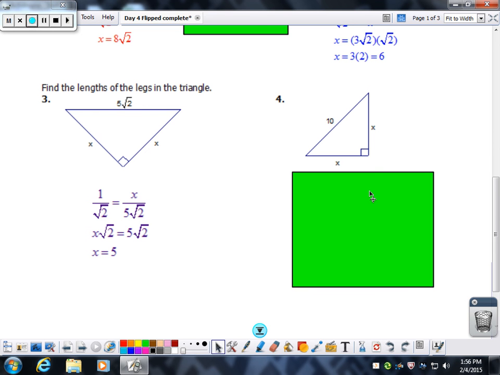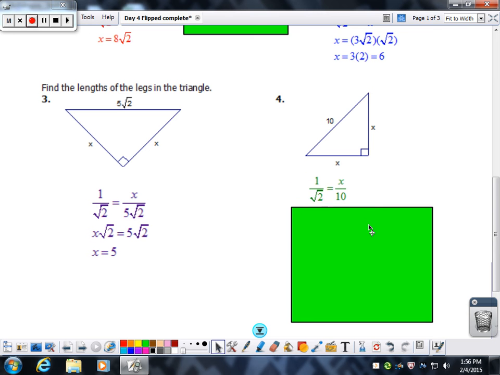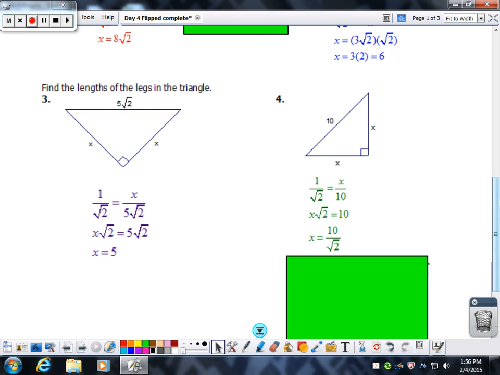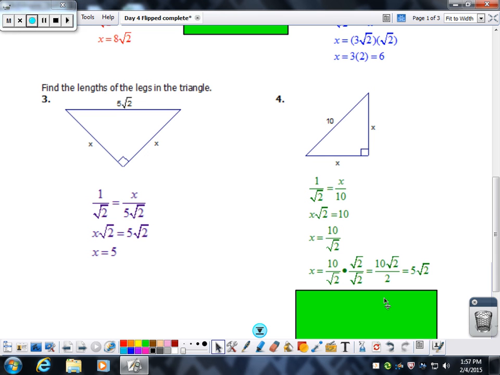In number 4, 10 is the hypotenuse and x is the leg. Setting up our proportion, 1 over the square root of 2 is equal to x over 10. So x square root 2 equals 10. We divide both sides by the square root of 2. But we can't have a radical in the denominator, so we have to rationalize the denominator, which means we multiply top and bottom by the square root of 2, which gives us 10 square roots 2 over 2. We now can divide 10 by 2, which gives us 5, and we still have the square root of 2 left over, so x equals 5 square roots 2.